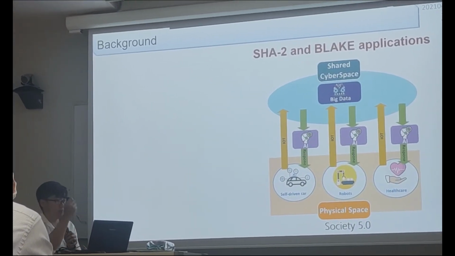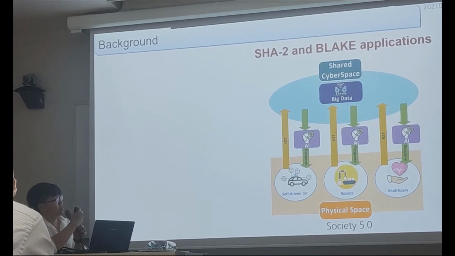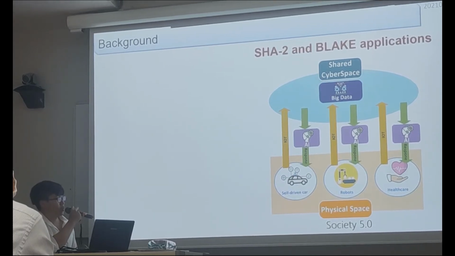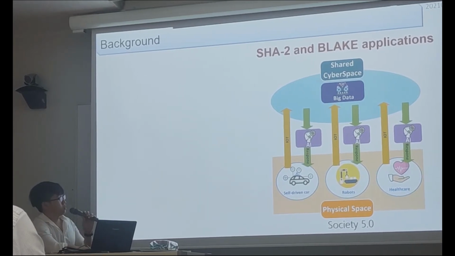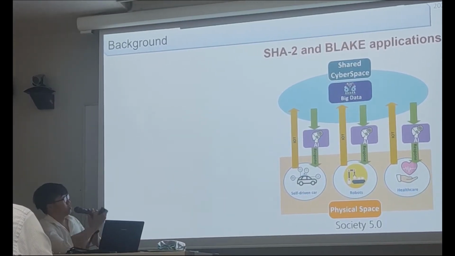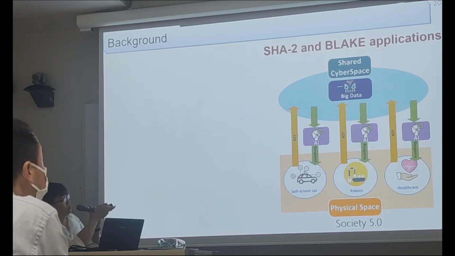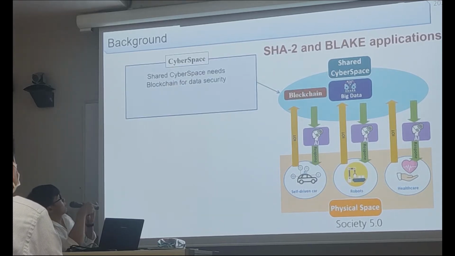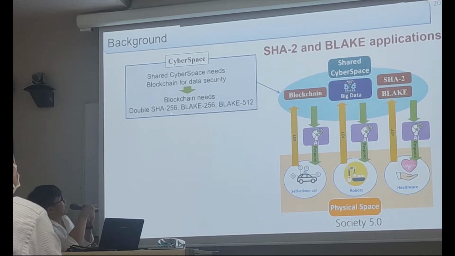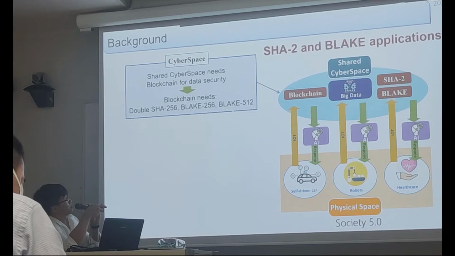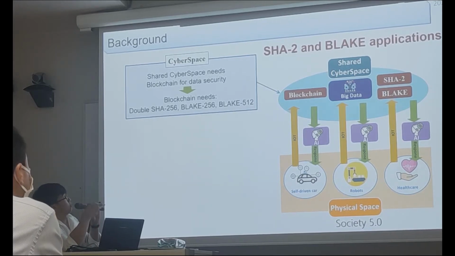Next, let me show you the SHA-2 and BLAKE applications. The SHA-2 and BLAKE algorithms are aimed at Society 5.0, the super smart society. In Society 5.0 we have two spaces: the first is cyberspace, and the second is physical space. The SHA-2 and BLAKE algorithms are applied to both spaces. Cyberspace needs blockchain for data security, but blockchain needs SHA-256, which is a sub-function of SHA-2, and also BLAKE-256 and BLAKE-512, which are sub-functions of the BLAKE algorithm.